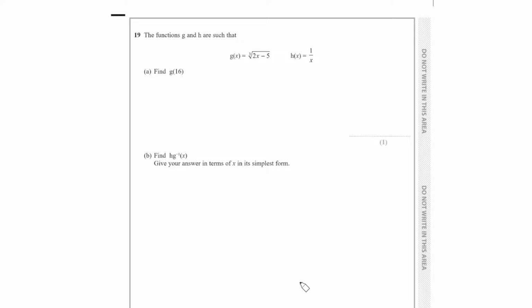Okay, question 19. The functions g and h are such that g of x is the cube root of 2x minus 5 and h of x is 1 over x. First of all, find g of 16.